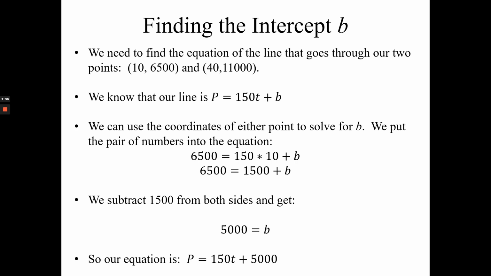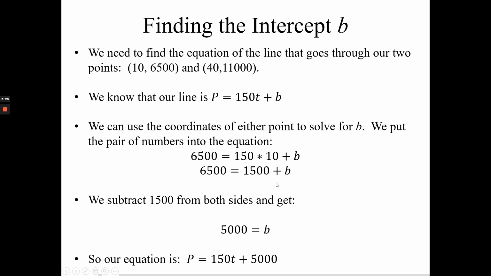We can use the coordinates of either point. Any point on the line can be used to solve for b. So let's take that first one, the 10 and the 6,500. I put in 6,500 for the P. I put in 10 for the t. And I need to multiply the 150 times 10, so that's 1,500. So there's my equation, 6,500 equals 1,500 plus b. I want to solve for b.